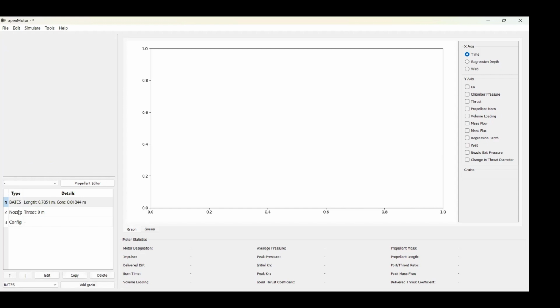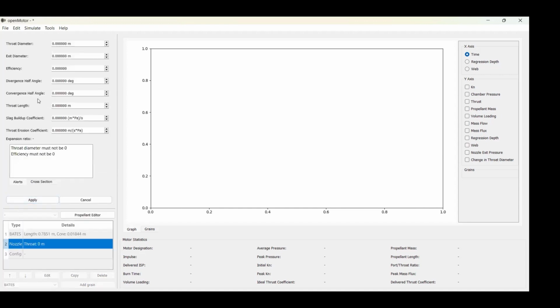Then for the nozzle, the throat diameter is going to be 0.0116 meters. The exit diameter is going to be 0.0535 meters. We're going to put efficiency at 1.